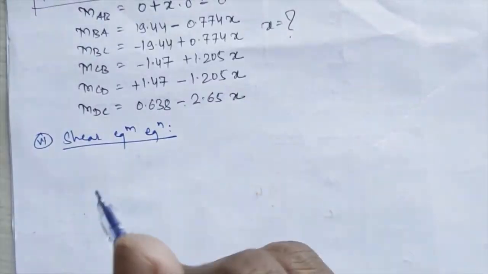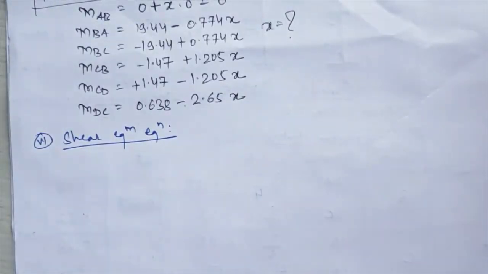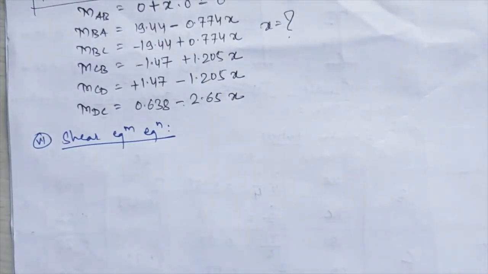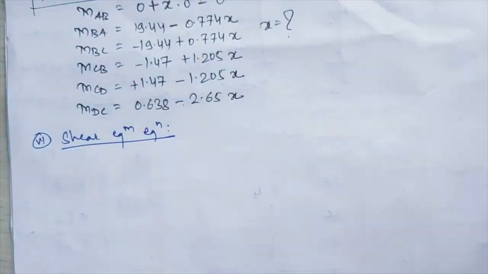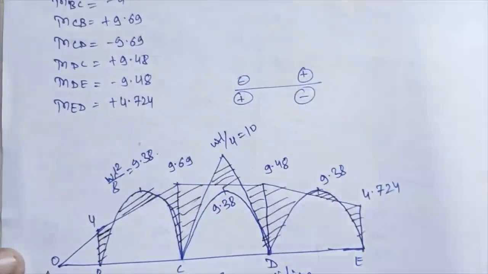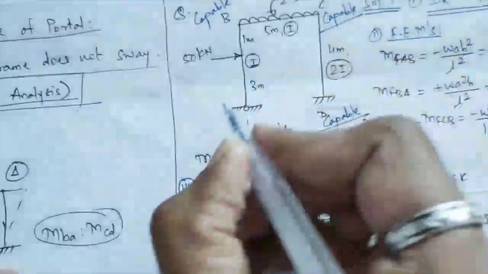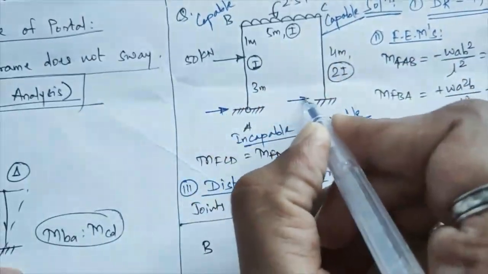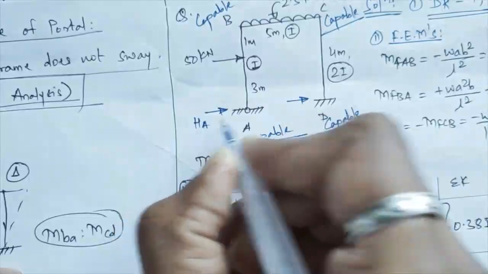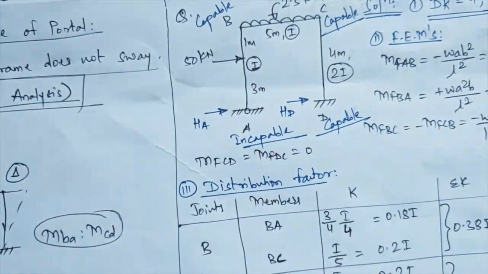Okay, so for the shear equilibrium equation, we assume that the horizontal thrust for your body is towards the right. You have this frame over here. So initially I am assuming that the horizontal thrusts HA and HD are acting towards the right. The same shear equilibrium step that we did in the slope deflection method, you have to repeat.